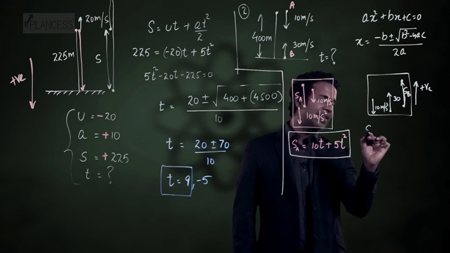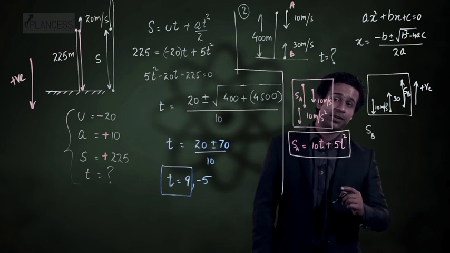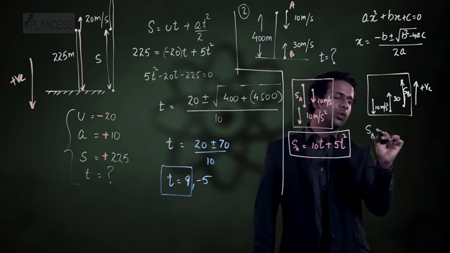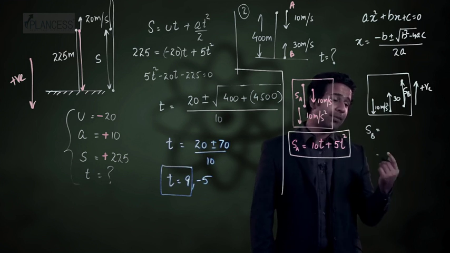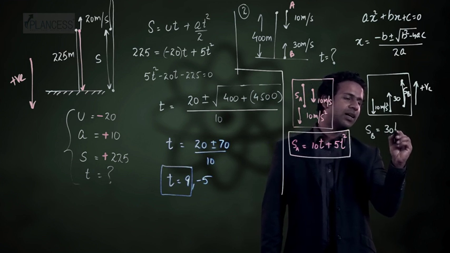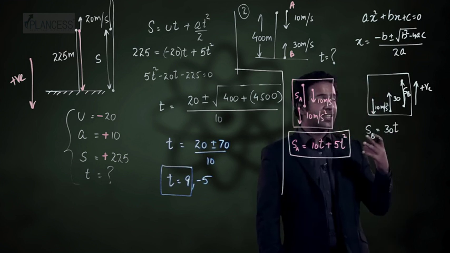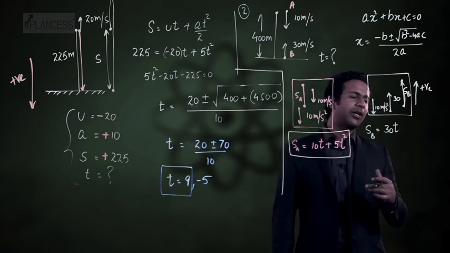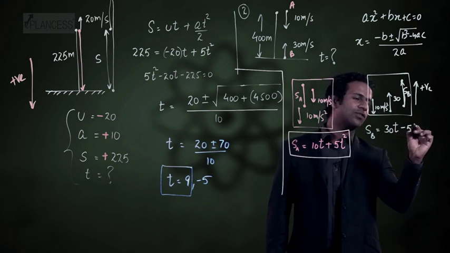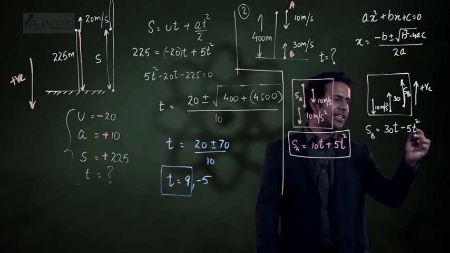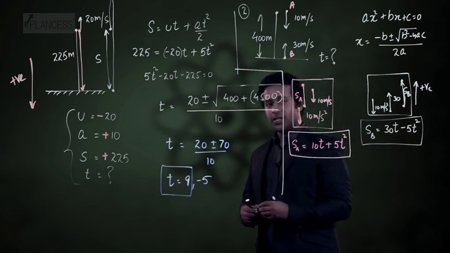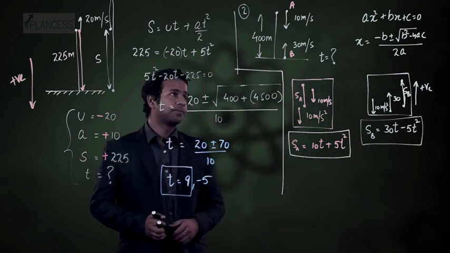So we can say that SB, which is the displacement for this ball, which we have seen as positive, is equal to UT, U being 30 and positive, the first term becomes 30T. The second term, the acceleration is minus 10, and minus 10 by 2 becomes minus 5, so we have minus 5T square. So this is the equation for the second ball.